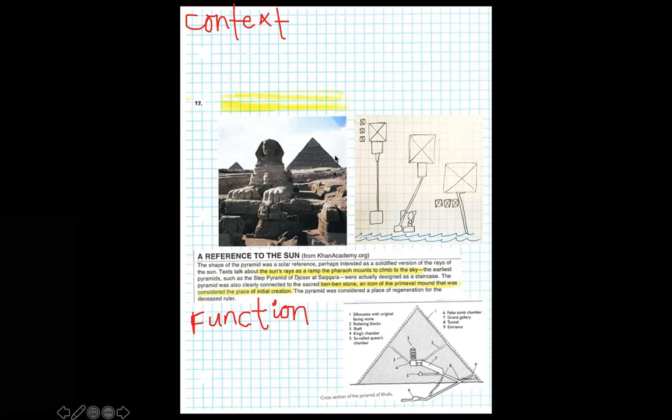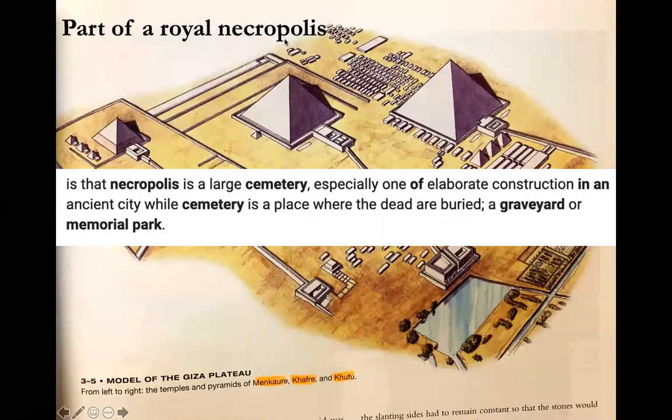So on the top is where we're going to write the context, and then on the bottom we're going to write the function, and then one thing for content. So don't worry about drawing this yet. We're going to draw it all together, but we're going to start by writing the context on the top.